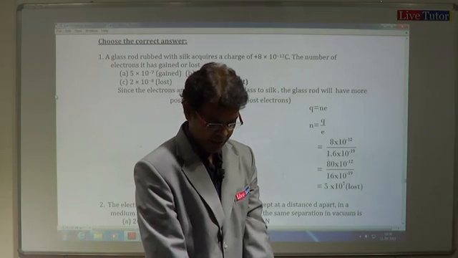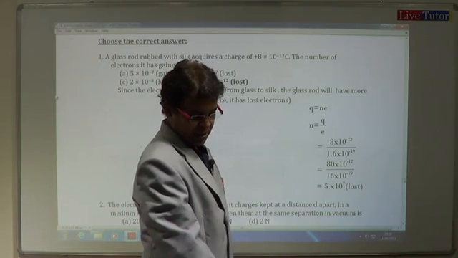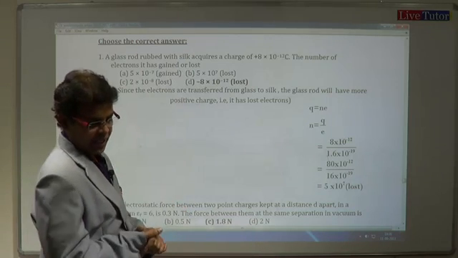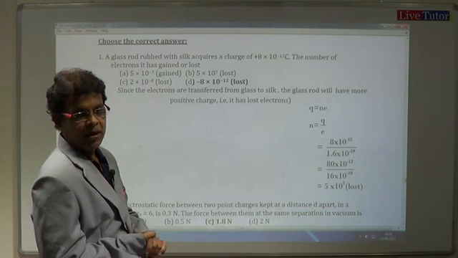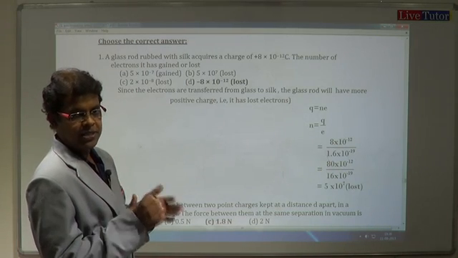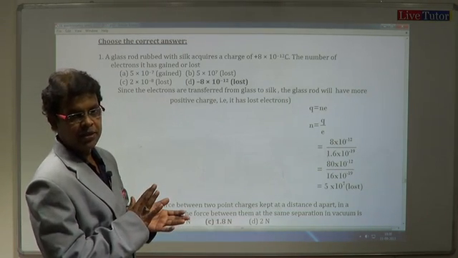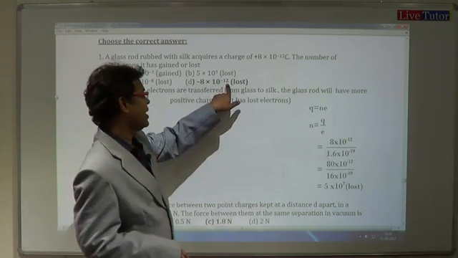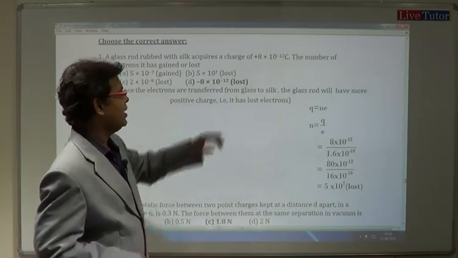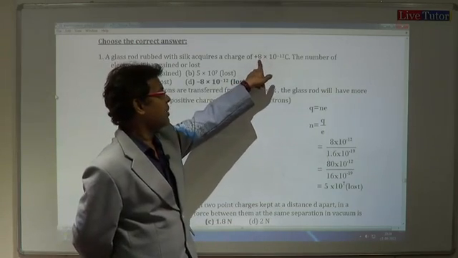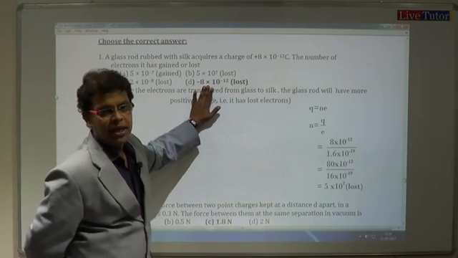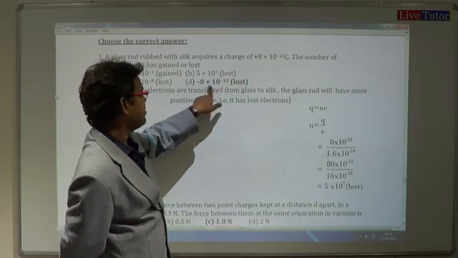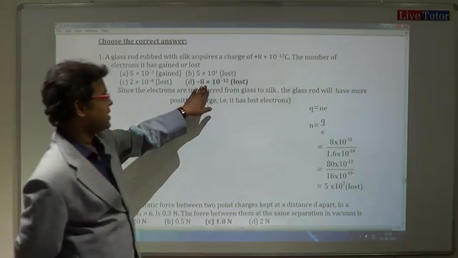A glass rod rubbed with silk acquires a charge of plus q. The number of electrons it has gained or lost, they ask, isn't it? When positive charge is acquired, it means electrons are lost. So we say 8 into 10 power minus 12 lost. Whatever amount of positive charge it has acquired, an equal amount of charge will be lost, we keep that in mind. Here positive is acquired, so lost means an equal negative charge, which is a number of electrons.